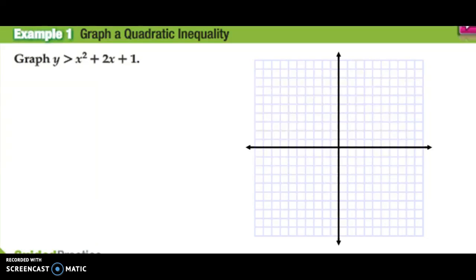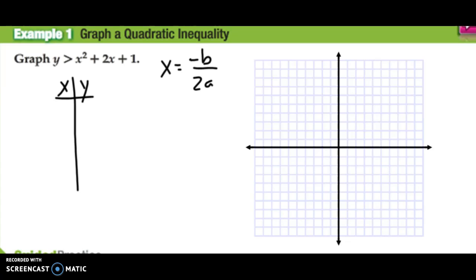It says graph y is greater than x squared plus 2x plus 1. Now there's a couple different ways we could go about graphing this. I think the easiest is to make a table of values, okay? And I always like to put the vertex right in the middle. So remember, we would find what the vertex was. The axis of symmetry is negative b over 2a.